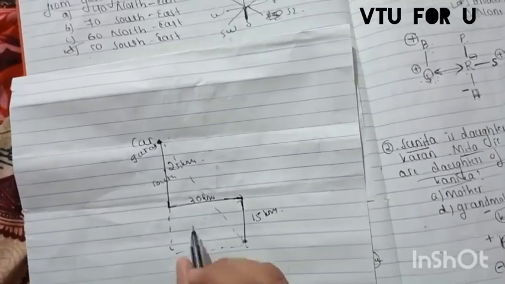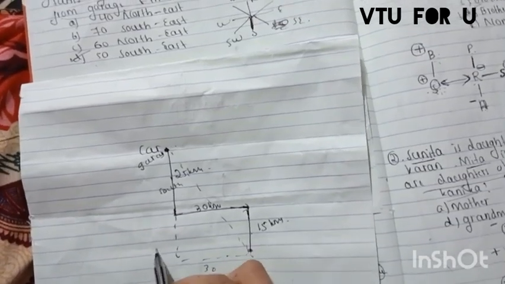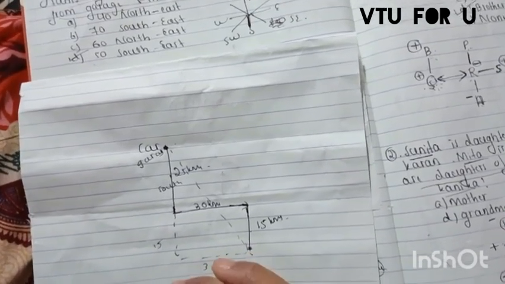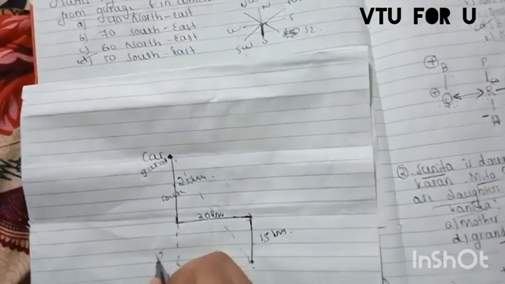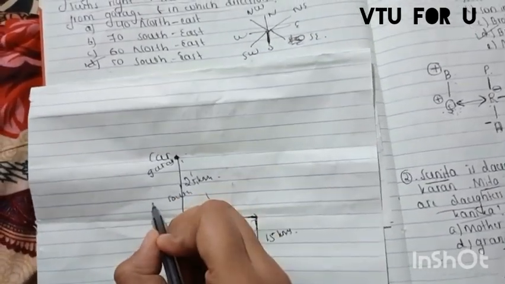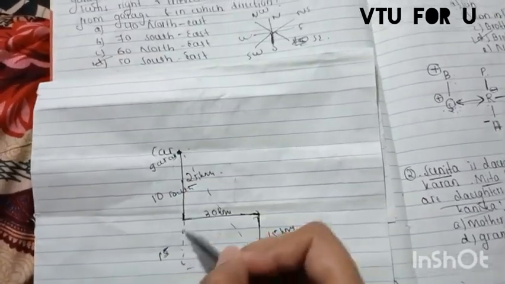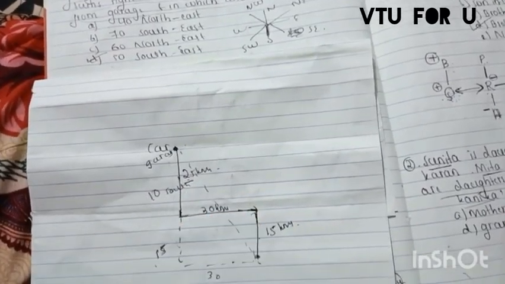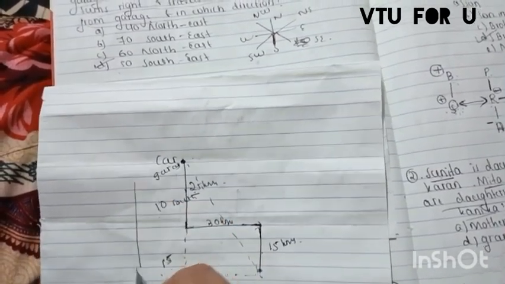Now as we all know, if this is 30, this should also be 30. If this is 15, this should also be 15. By the rule of rectangles, opposite sides are equal. So if this is 15, what is this? This should be 10, because the whole is 25. 25 minus 15 is 10. We have got this distance. This 10 plus 15, overall this is 25.